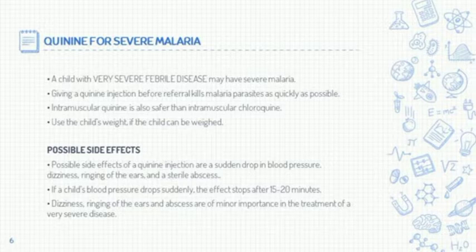Giving a quinine injection before referral kills malaria parasites as quickly as possible. Intramuscular quinine is also safer than intramuscular chloroquine. Chloroquine is another drug used for severe malaria. Use the child's weight, if the child can be weighed, when choosing the right dose.